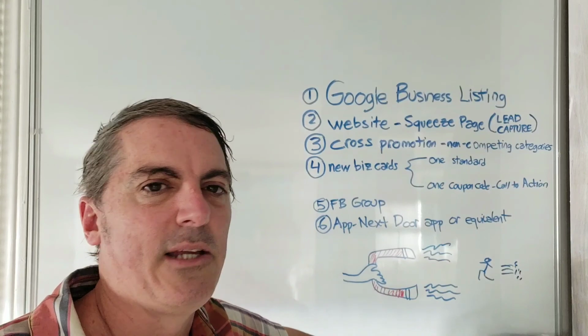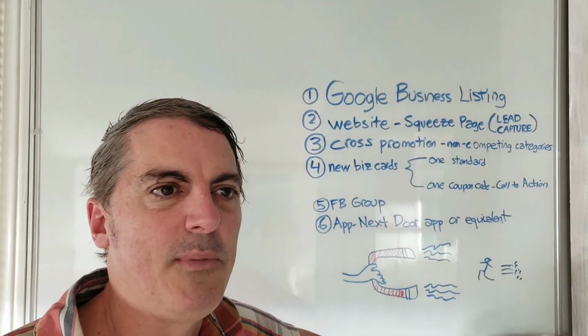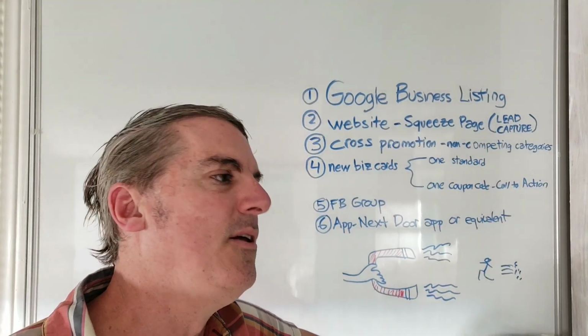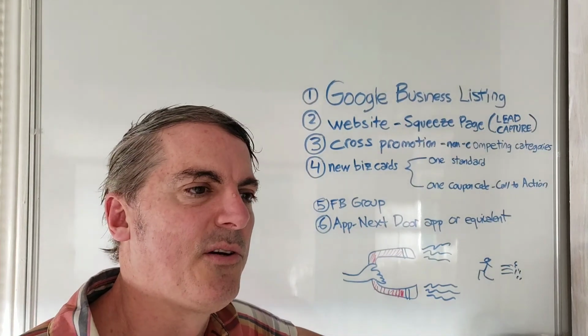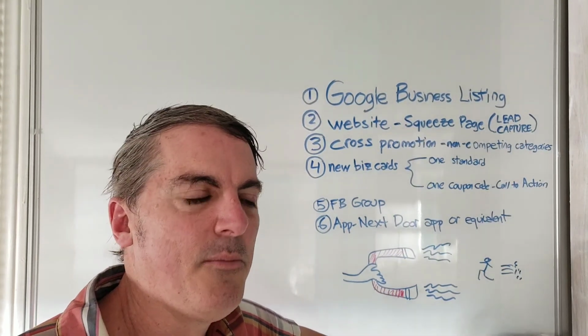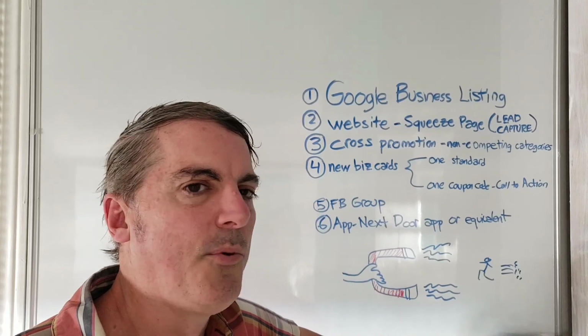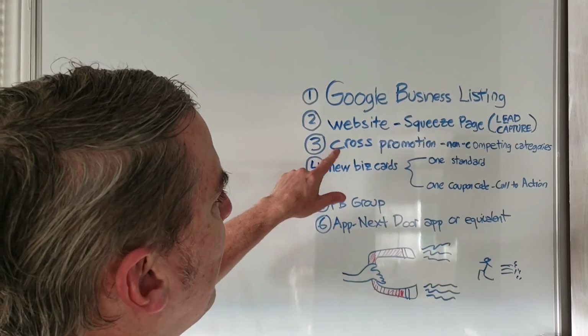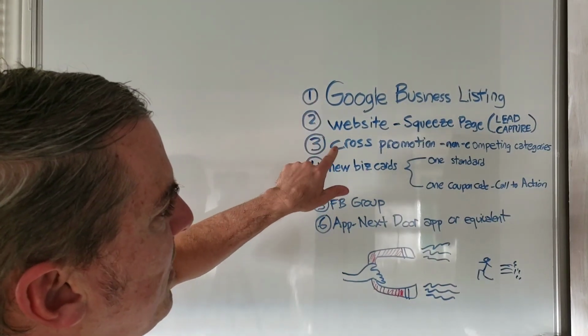And then they get on your email list and you send them helpful emails. Every third or fourth email, you basically advertise your product or your service, maybe every eighth email. But you want to build rapport so they know, like, and trust you with your email marketing. Google Business Listing, website squeeze page.